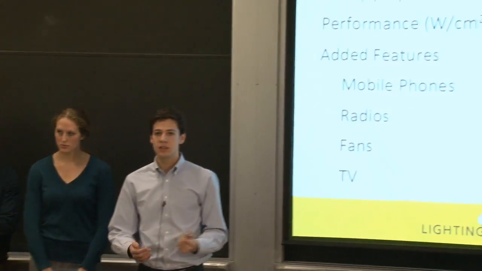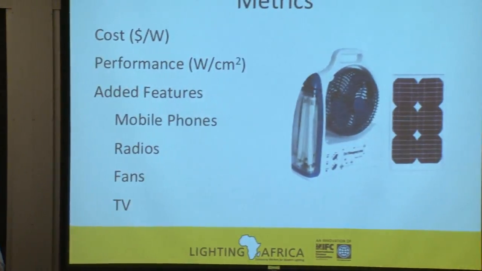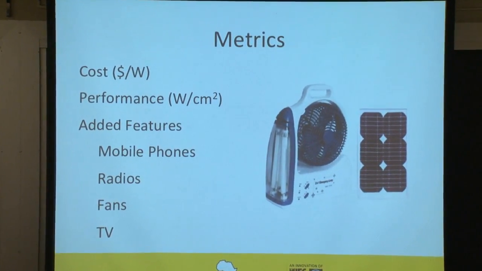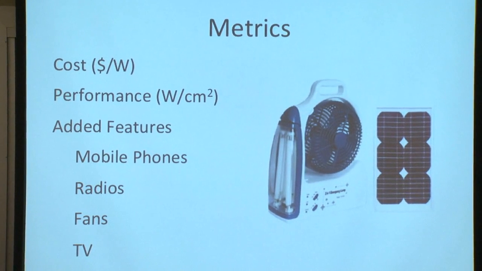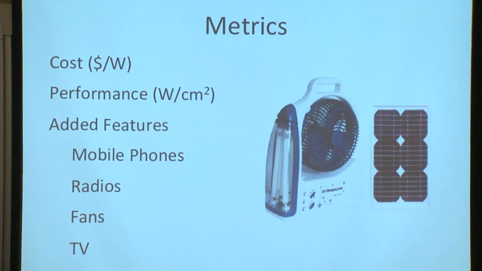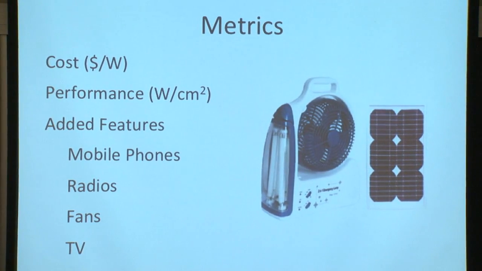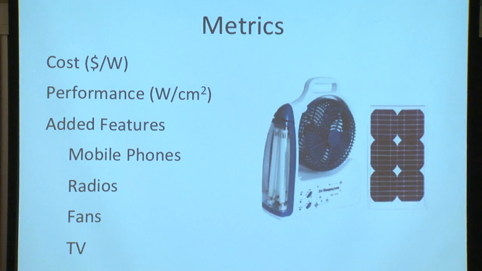So to look at this, we looked at a few different metrics. So the first, obviously, is cost, and that's the most important metric. So we looked at dollars per watt of all these different devices, projected dollars per watt. And like I said before, minimizing cost is the most important thing because these people need an attractive device that will pay itself back fairly quickly in terms of kerosene and will be affordable.